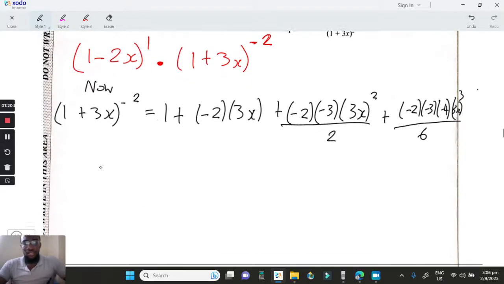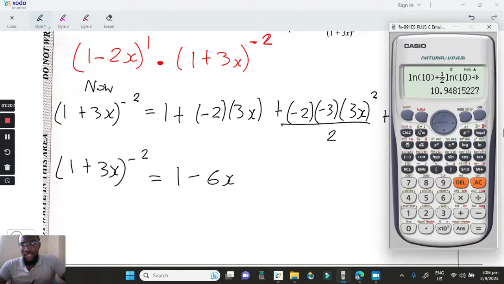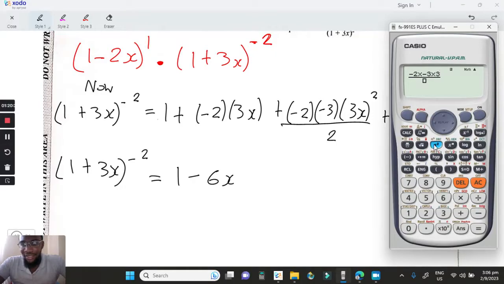So now we just need to simplify this. So we're getting 1 plus 3x to the negative 2 is equal to 1. This is now minus 6x. And guys, so much computation is not so good for me right now. I'm going to use the calculator. As I said, fresh off the holiday, guys. I'm not in this mode as yet. So I'm using the calculator.